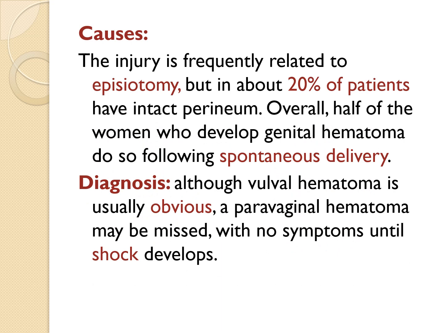Causes of infralevator hematoma. The injury is frequently related to episiotomy, but in about 20% of patients, they have intact perineum. Overall, half of the women who develop genital hematoma do so following spontaneous vaginal delivery. Regarding diagnosis, although vulval hematoma is usually obvious, a paravaginal hematoma may be missed with no symptoms until shock develops.